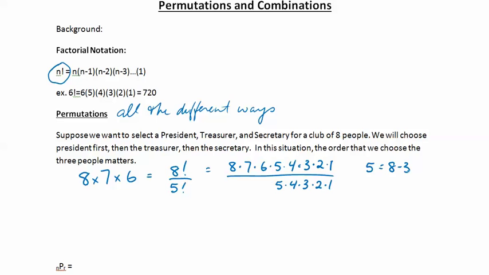So we are going to change the 5 factorial into 8 minus 3 factorial. And all of this, if we work it out either way, 8 times 7 times 6 equals 336. So as you can see, there are a lot of different ways of choosing a president, treasurer, and secretary out of 8 people.